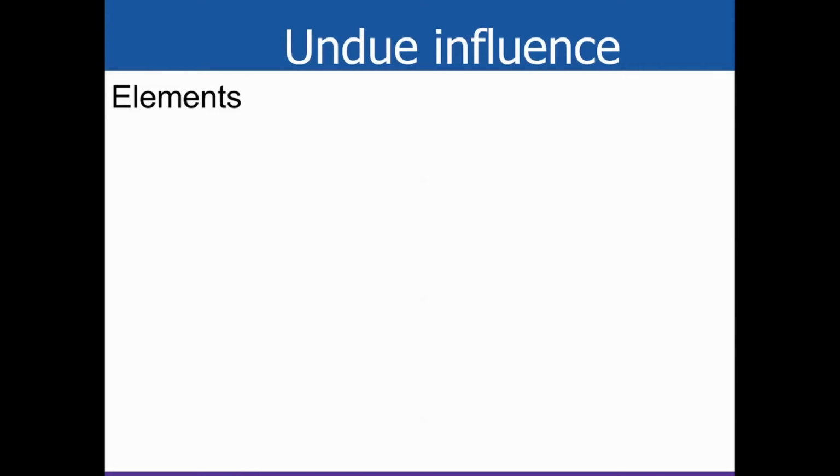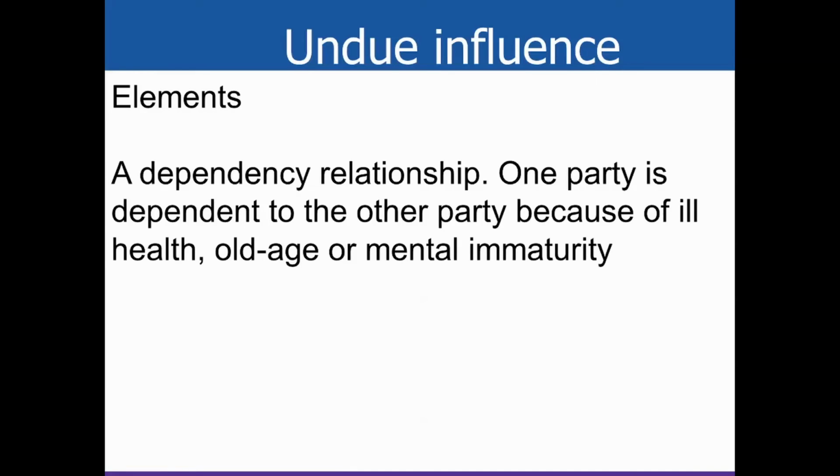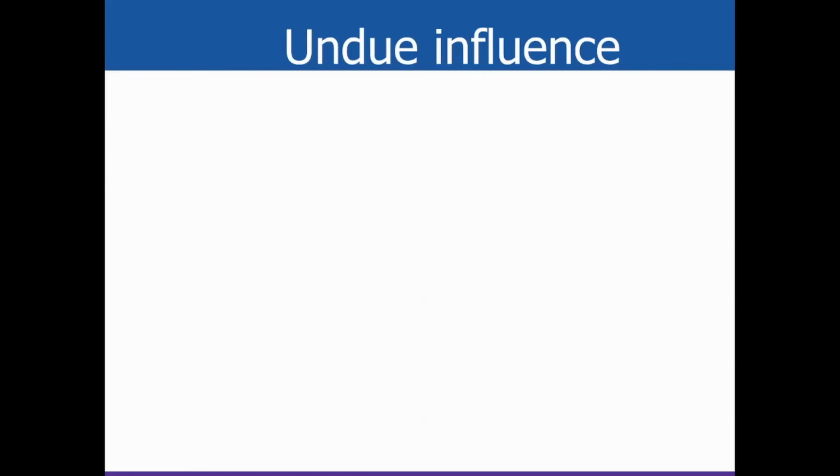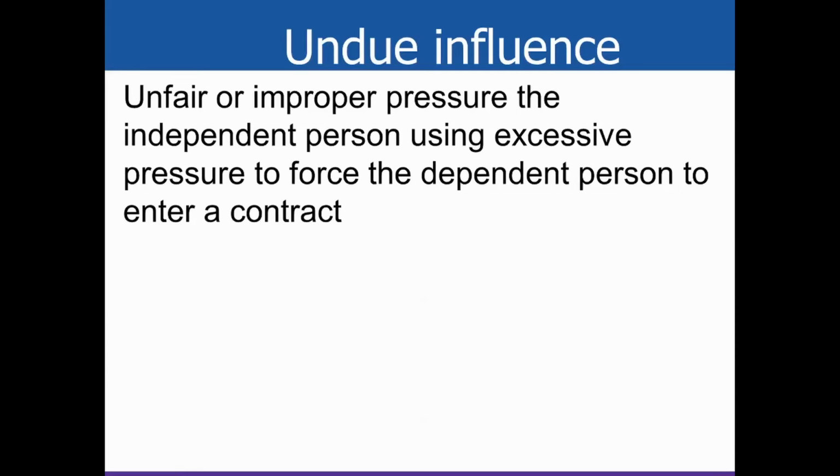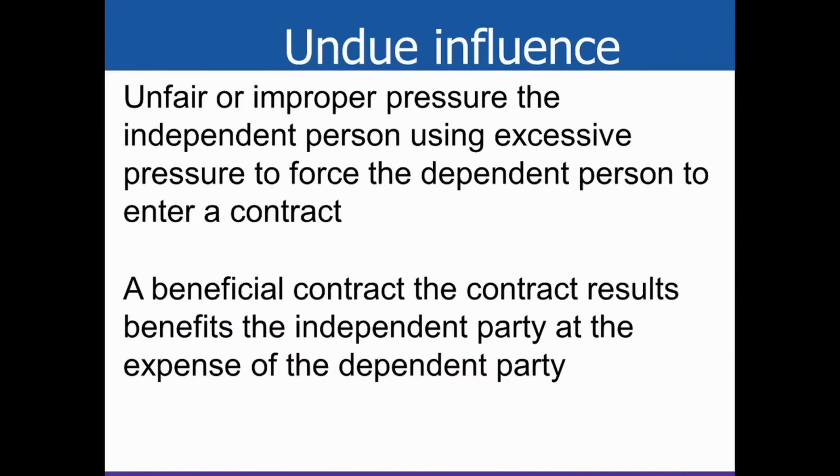Okay, undue influence. The elements are a dependency relationship. One party is dependent on the other party because of ill health, old age, or mental immaturity. So if you're taking care of your elderly parent, you could use undue influence on them to get them to sign over their home. Right? Unfair or improper pressure: the independent person using excessive pressure to force the dependent person to enter a contract. So I forced my mom into selling her home to me. Otherwise, I'll put her out in the street. The contract results in a benefit to the independent party at the expense of the dependent party.